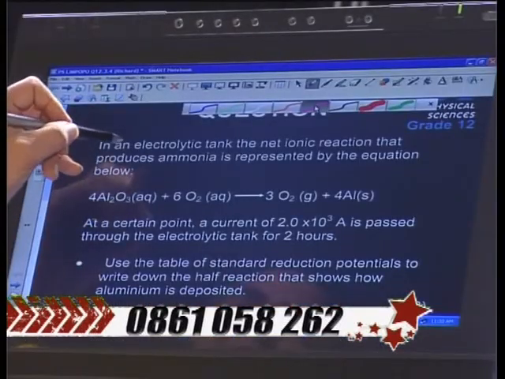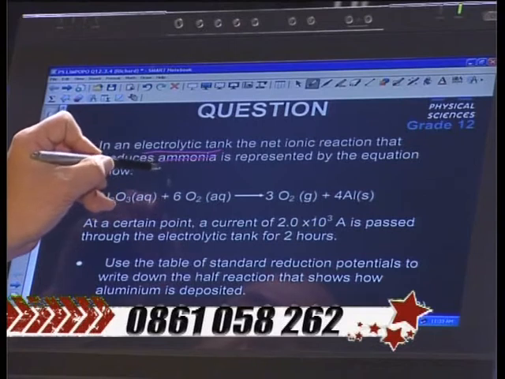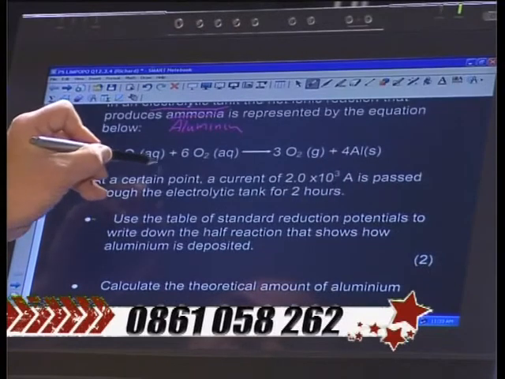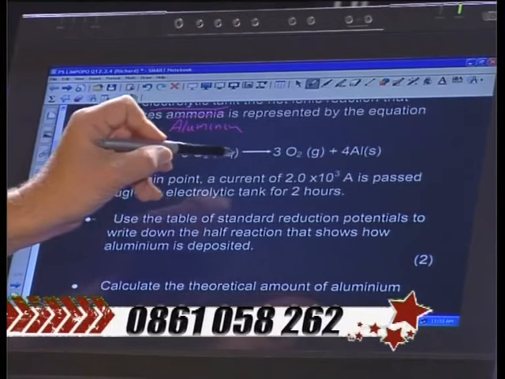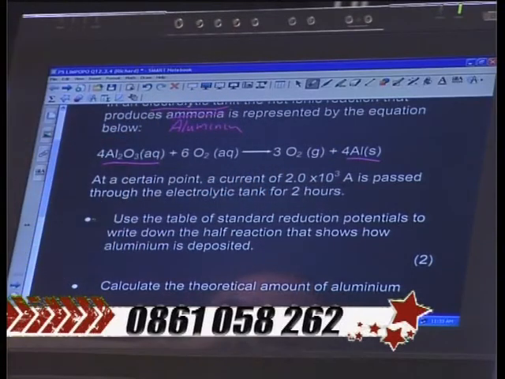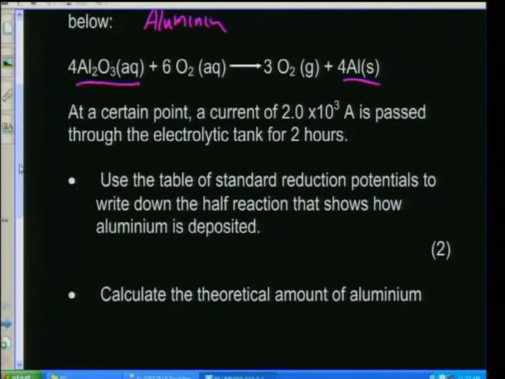Fine, and you? Excellent. Okay, so what I want to recognize here is that we've got an electrolytic tank, and I think that produces aluminium. Is that right? Yes. So it's producing aluminium, and it's represented by the equation where we've got the bauxite reacting with oxygen to produce some oxygen plus some aluminium. Is that right? Yes. Okay, so what we need to recognize here, at a certain point, notice that there's a very big current, and that current is applied, 2,0 times 10 to the 3 amps is passed through the electrolyte for 2 hours.